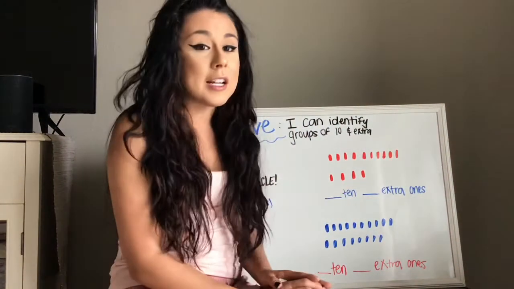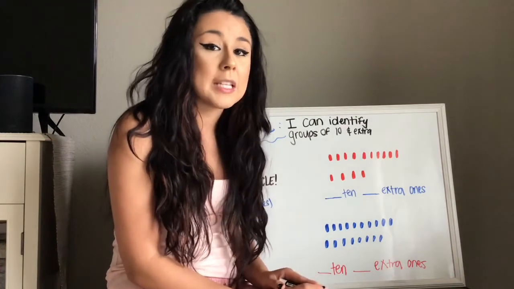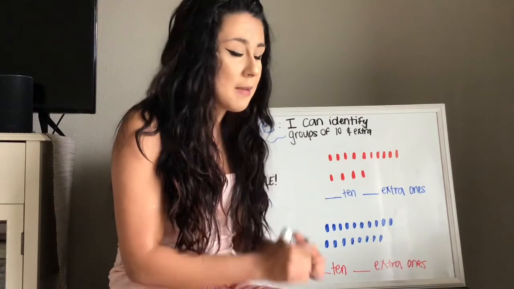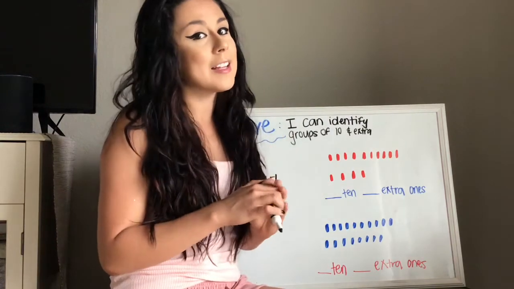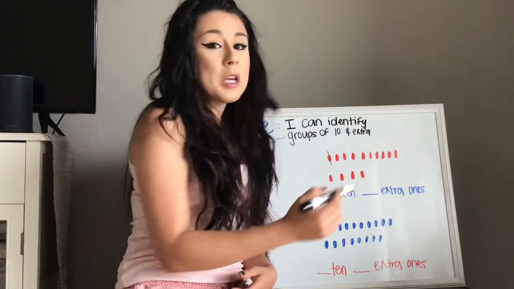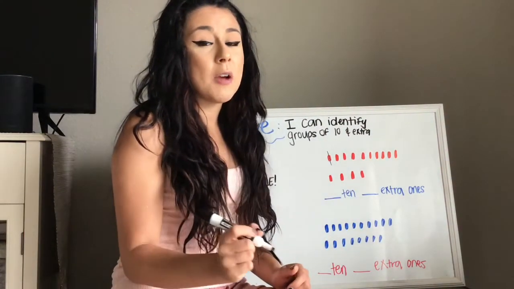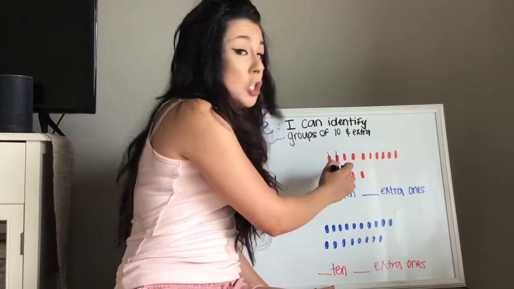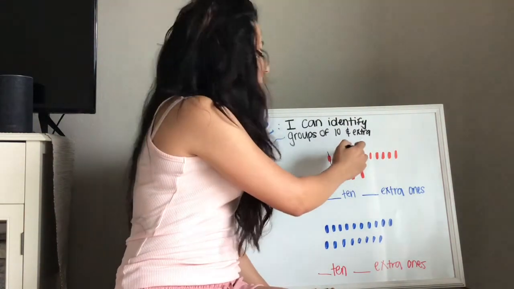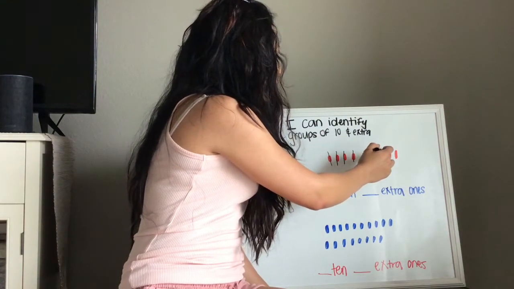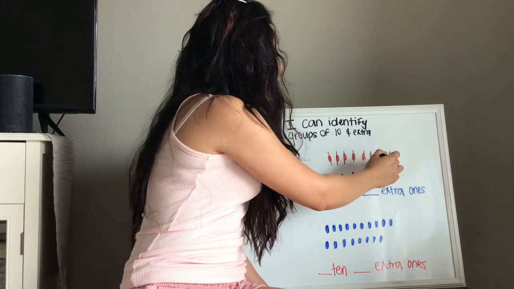I have some dots here, and we're going to count them slowly. As soon as we get 10, we're going to circle it and make a group of 10, okay? So go ahead and count with me. Let's get ready. You ready? 1. Now notice I'm crossing them out as I count them so I know which ones I counted and which ones I didn't. 1, 2, 3, 4, 5, 6, 7, 8, 9, 10.